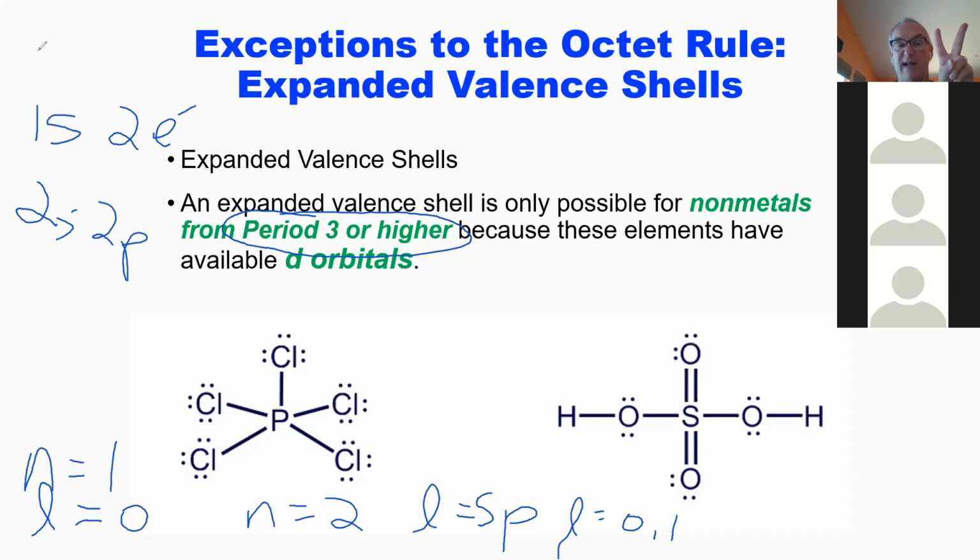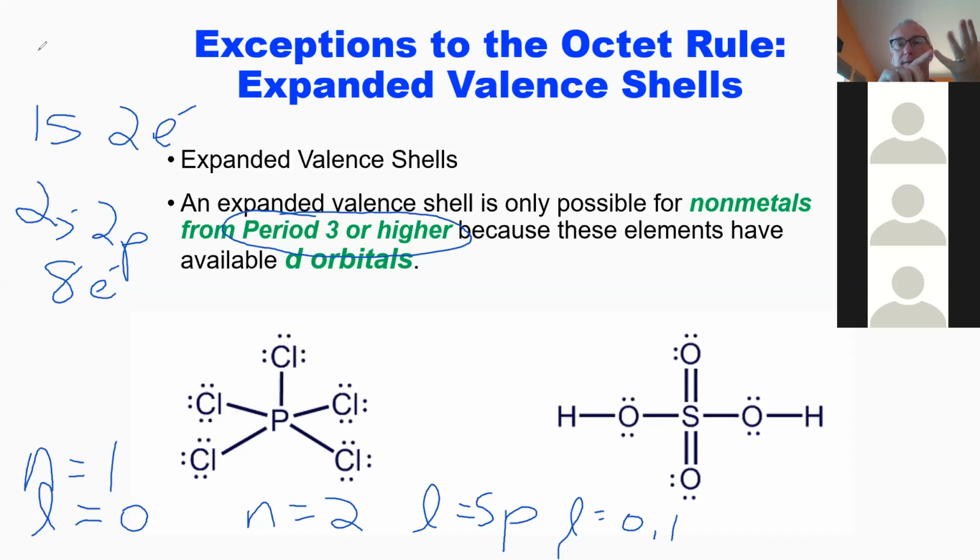I know I can put 2 in S. How many can I put in P? 8, exactly. I can put 6 more in P, so that's a total of 8. So any element in period 2 has room for 8 electrons. Fine. But that's it. I can't put any more.